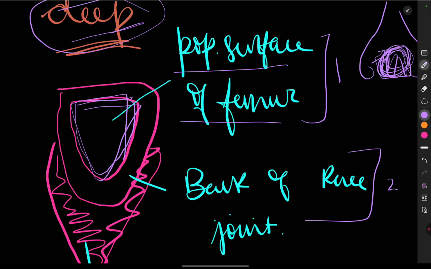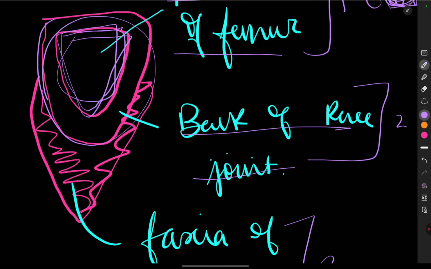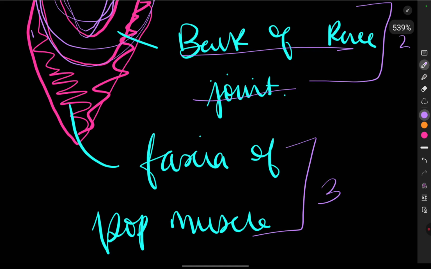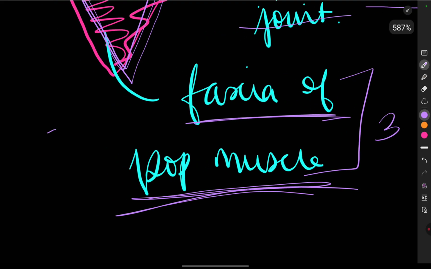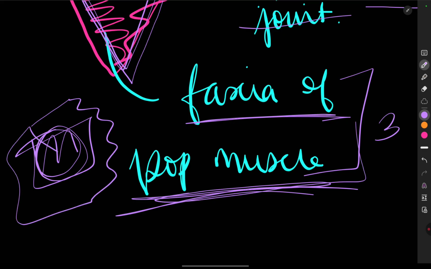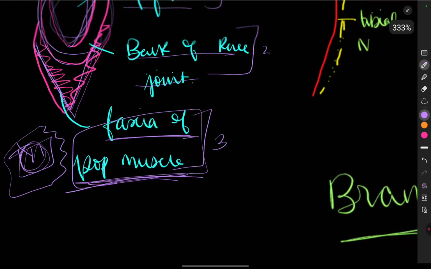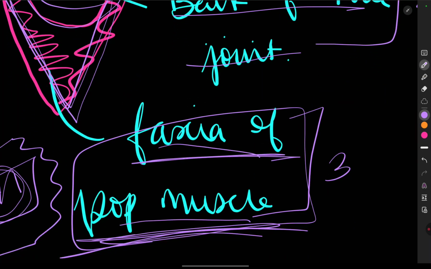So first is the popliteal surface of the femur, and then we have the back of the knee joint. This is the knee joint, and then on the lower side, on the anterior side itself, we have the fascia of the popliteus muscle. Whatever muscle is there, it's always present with its fascia. We have also seen in the previous video that the fascia of the popliteus muscle is present in the popliteal fossa.